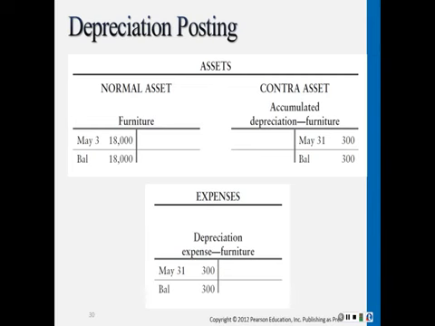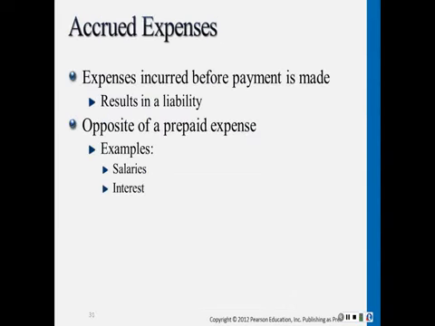Furniture of $18,000 has accumulated depreciation of $300. Therefore, the book value of the furniture is $17,700. The book value represents costs invested in the asset that the business has not yet recovered or expensed.